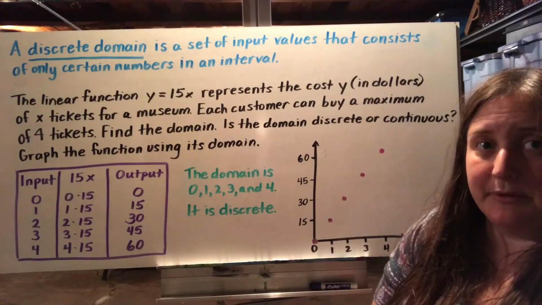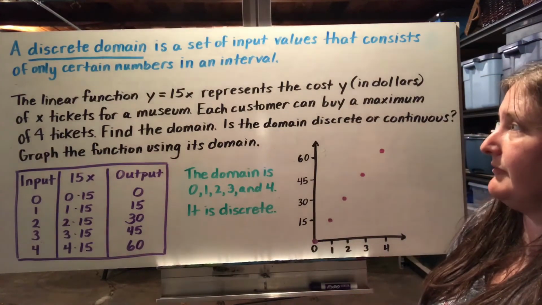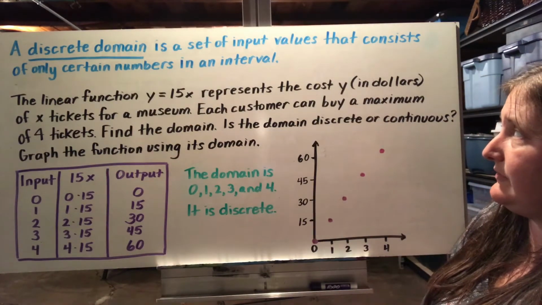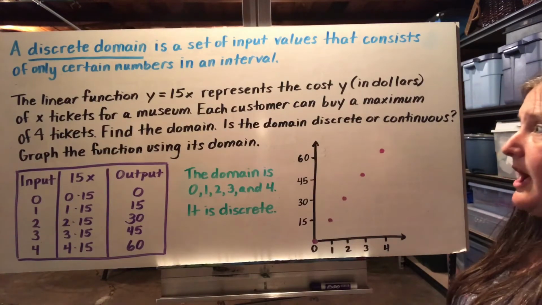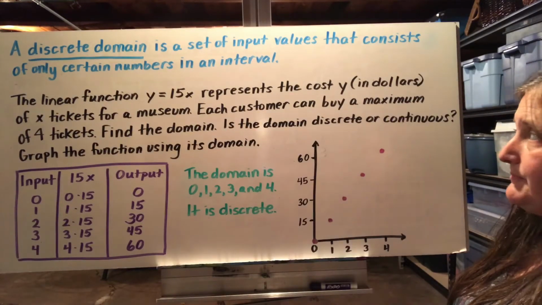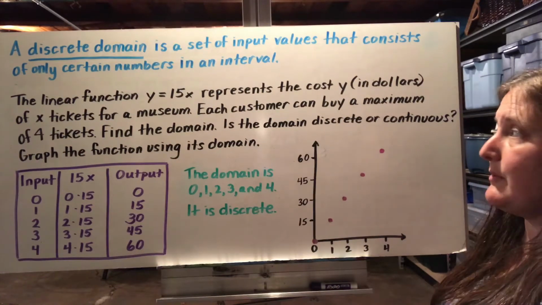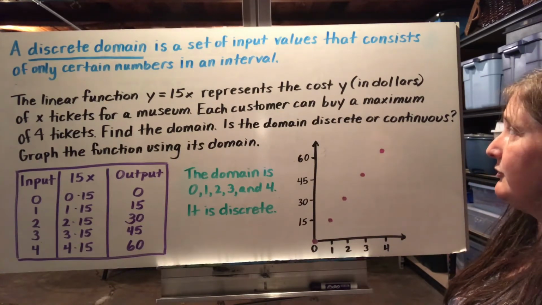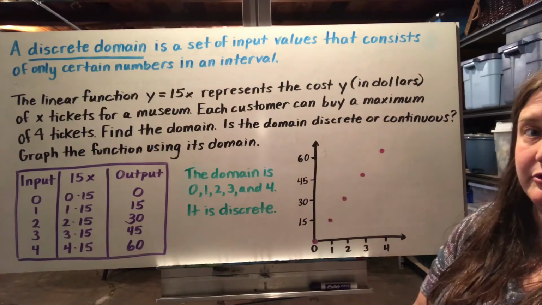Let's look at a problem that represents a discrete domain. Here we have the linear function y equals 15x, which represents the cost, y in dollars, of x tickets for a museum. Customers can buy a maximum of 4 tickets. They want to know what the domain is, if the domain is discrete or continuous, and they want us to graph the function using the domain.